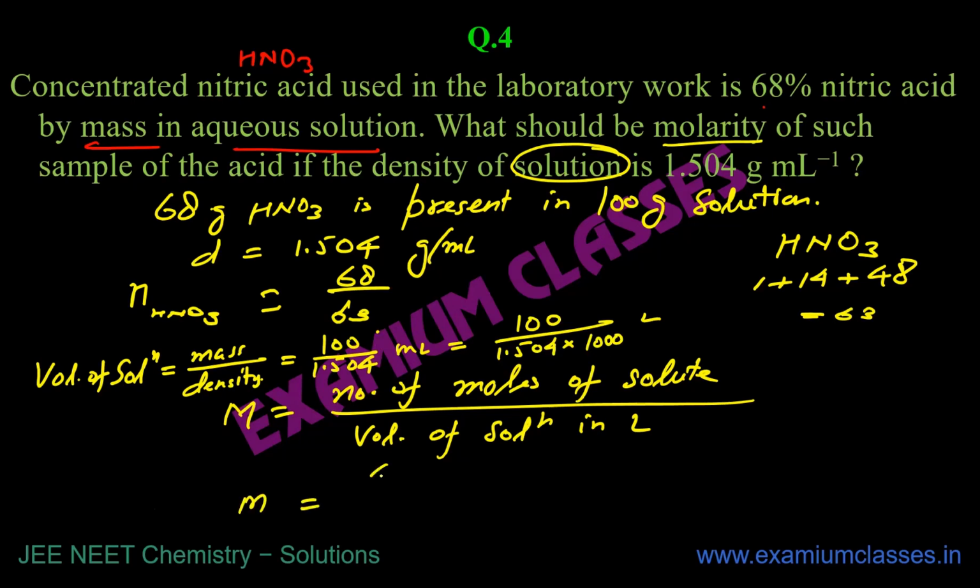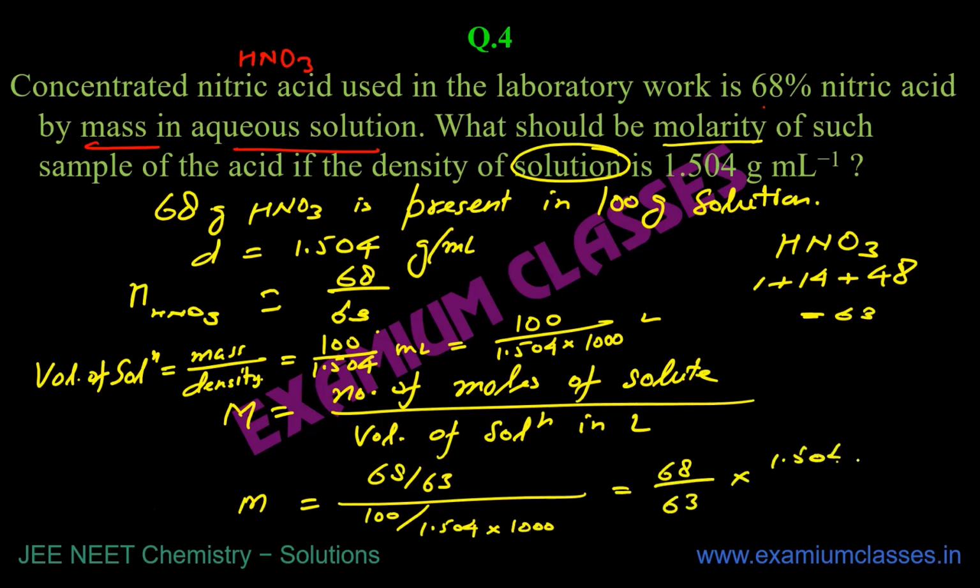Number of moles of solute 68 divided by 63, and the volume of solution in liters 100 divided by 1.504 into 1000. So it will be 68 divided by 63 into 1.504 into 1000 divided by 100. The zeros got cancelled. So it is actually 68 into 15.04. I have used this 10 there, okay, remaining, divided by 63. Now you can get the answer.